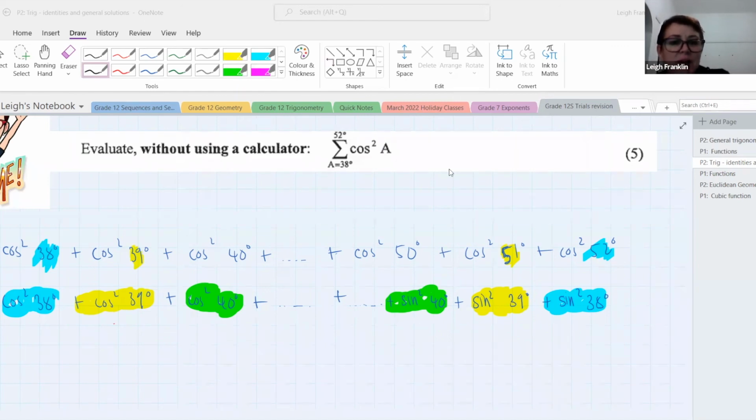So we have 8 pairs of angles that add up to 90. We've got the 38s, the 39s, the 40s, the 41s, the 42s, the 43s, and the 44s. What's going to happen when we get to the middle?